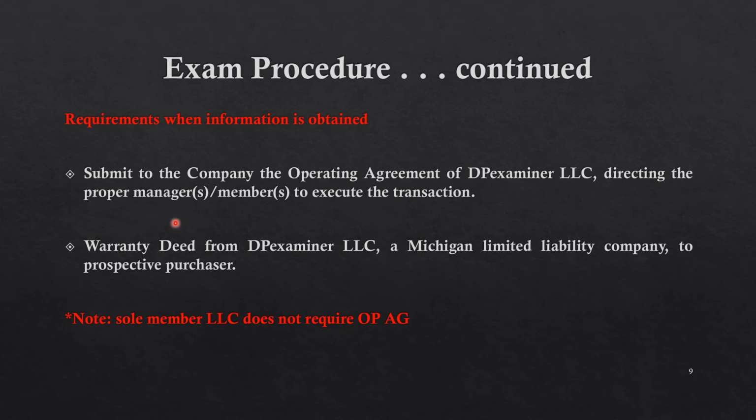Now all you're going to need at this point in your requirements section is going to be a copy of the operating agreement of DP Examiner, because that is not online, and this is going to indicate who runs this entity and who's authorized to sign the deed and convey the property. And again, once we have this information, we ask for a warranty deed from DP Examiner LLC, a Michigan limited liability company, to the purchaser.